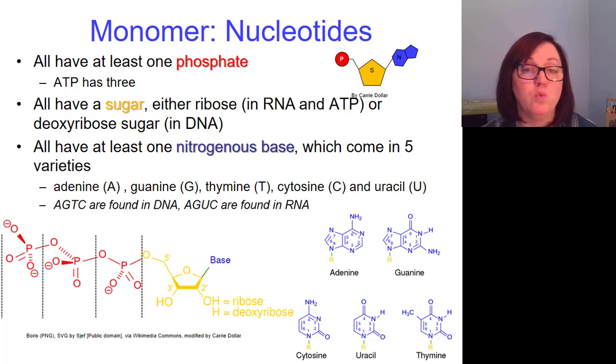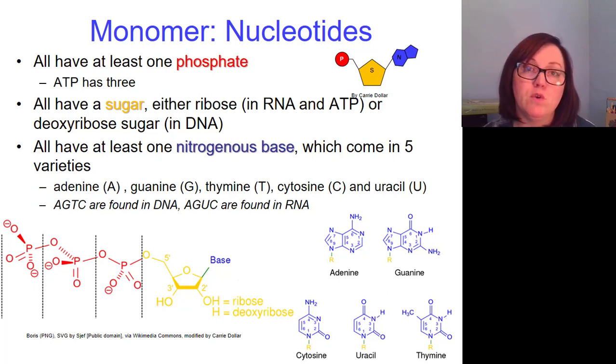And the sugar can be one of two kinds. It can either be a ribose sugar, which we find in both RNA and ATP, or it can be deoxyribose sugar, which is found in DNA. Ribose and deoxyribose sugar are almost identical. The only difference is whether or not there's a hydrogen or a hydroxyl group in one single position.